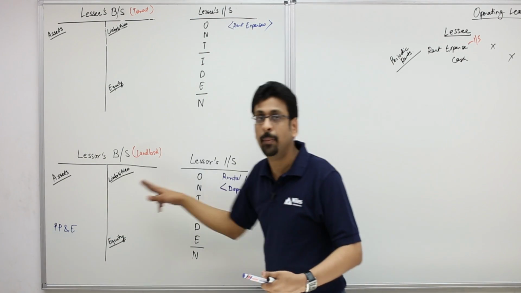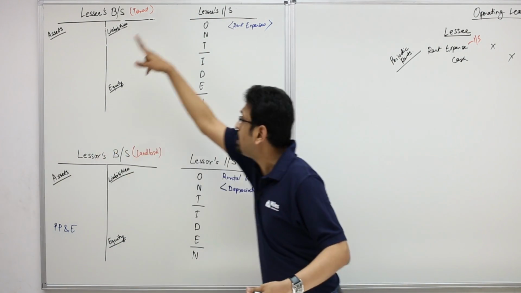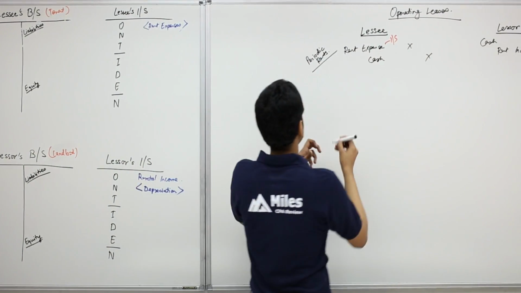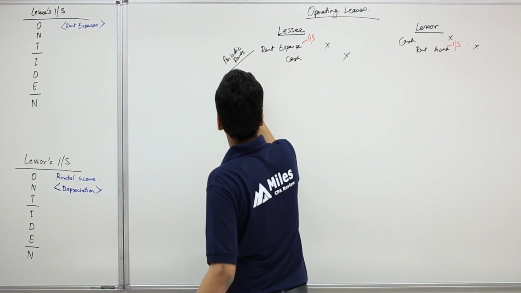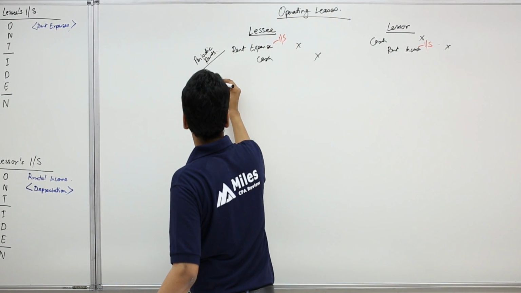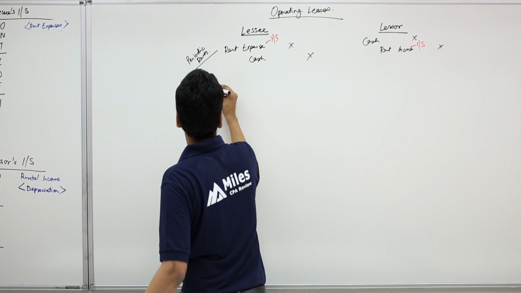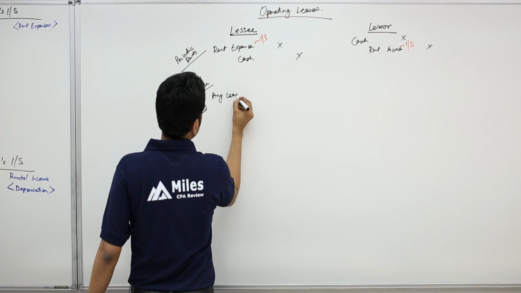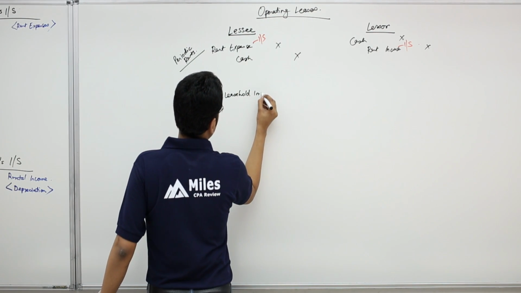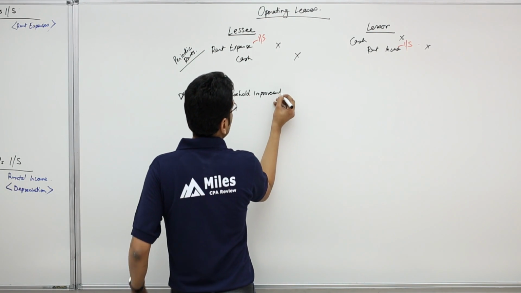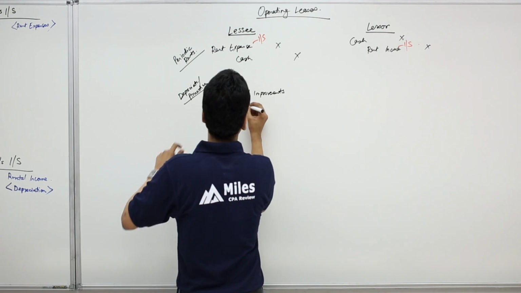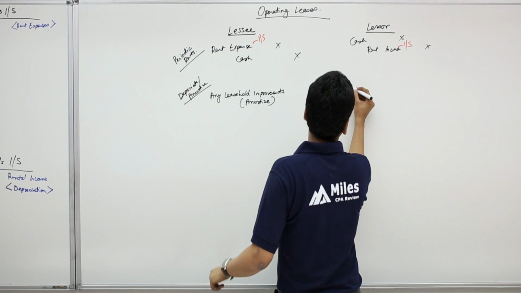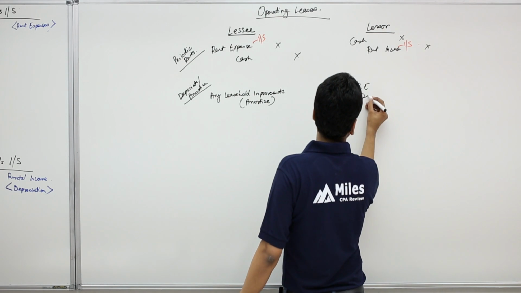PP&E by the lessor, depreciated. Leasehold improvements, amortized. So let's put it down here. The lessee, any leasehold improvements, for the lessee this is amortized. Lessor, the PP&E, that's depreciated.